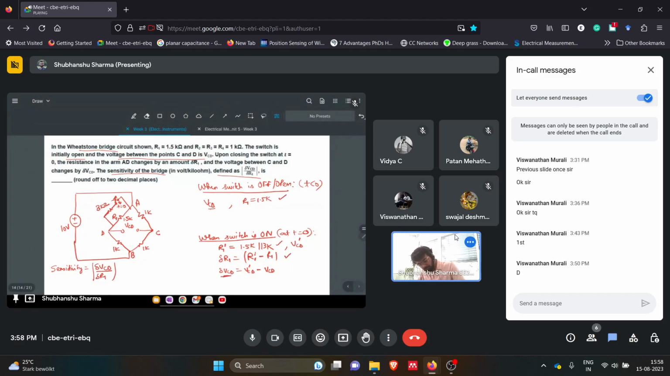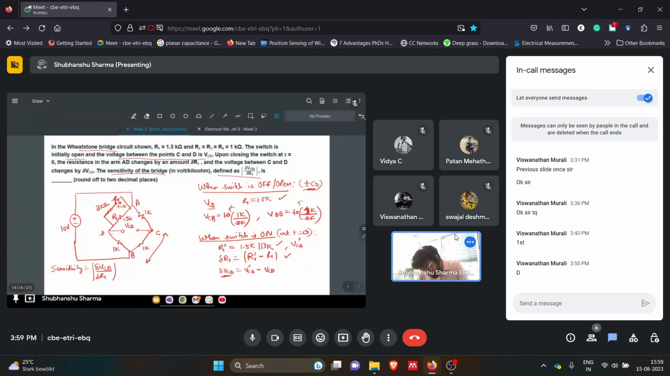So VCD is the voltage between these two points. We can simply use the voltage divider. So VCB first: VCB equals 10, the total voltage across VAB, into 1k, the resistance, divided by the total resistance 2k. This is before we switch on. VDB will be 10 into 1k divided by 2k.